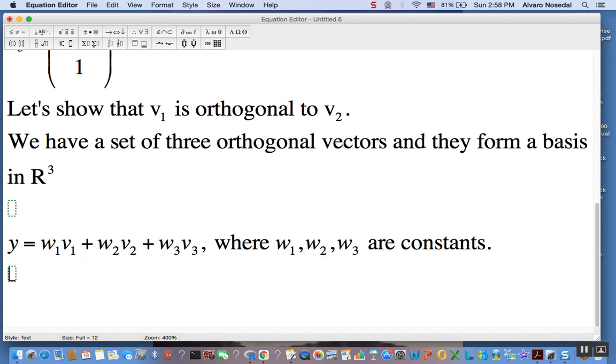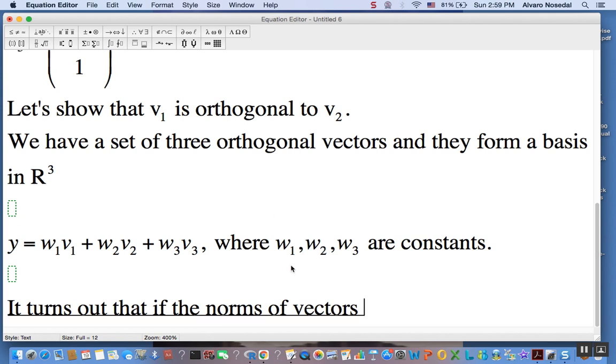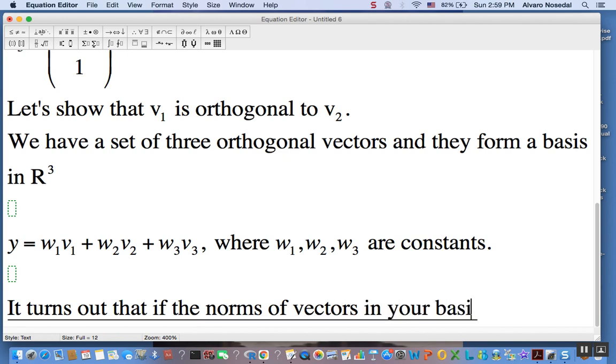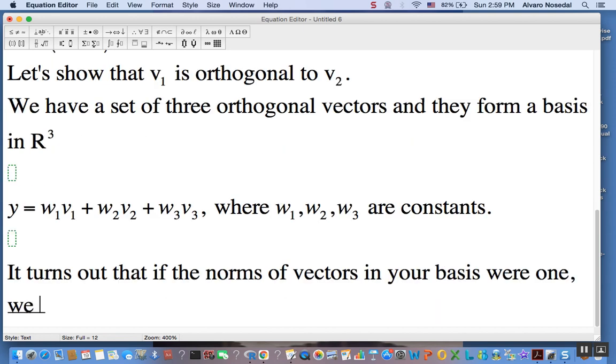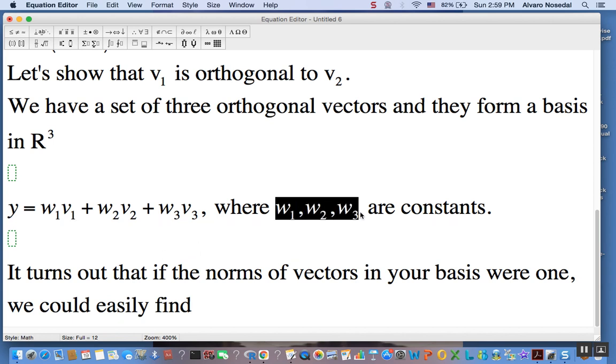So let me just write that down. It turns out that if the norms, or sizes, of the vectors in your basis, v1, v2, and v3, were 1, we could easily find w1, w2, and w3.